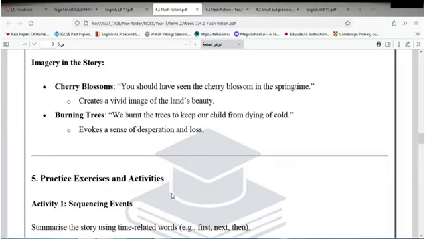The image, as we said, because it is full of symbolism and imagery. The images are cherry blossoms. You should have seen the cherry blossom in springtime. It creates a vivid image of the land's beauty because of the sight. And burning trees: we burn the trees to keep our child from dying of cold. That evokes a sense of desperation and loss of the trees and loss of the family.